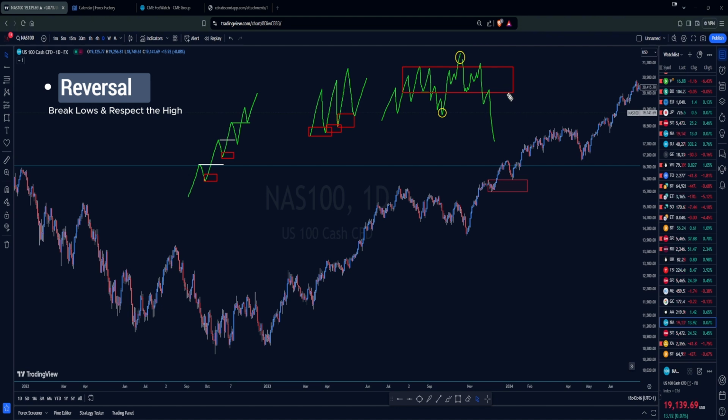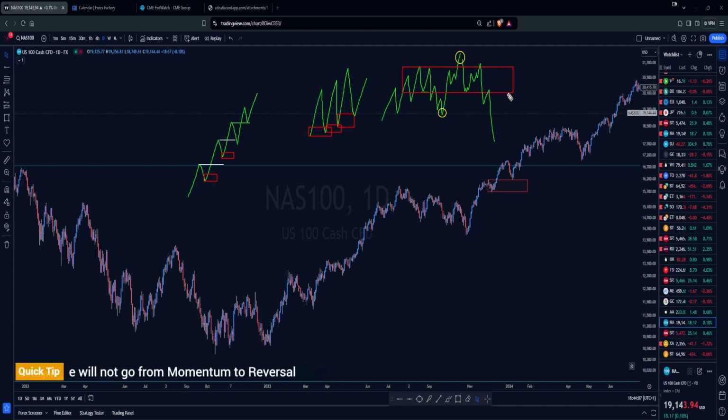So again, in theory, price would go from momentum to compression to manipulation to eventually reversal. It doesn't really happen like that every single time. Price is unpredictable, as you know. However, just by being aware of these 4 different phases, we can already anticipate what to expect. For example, price is not going to go from momentum to a reversal. It's going to be quite rare.